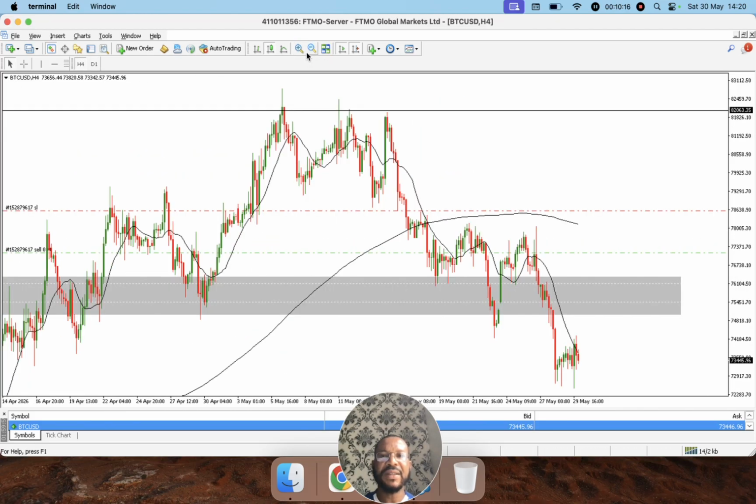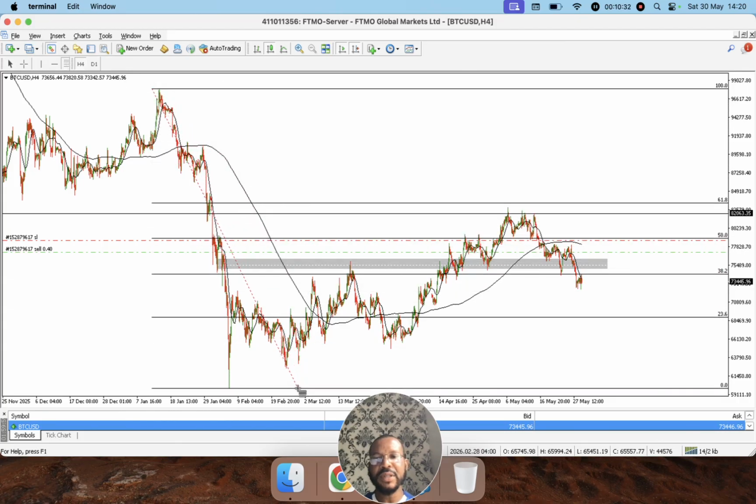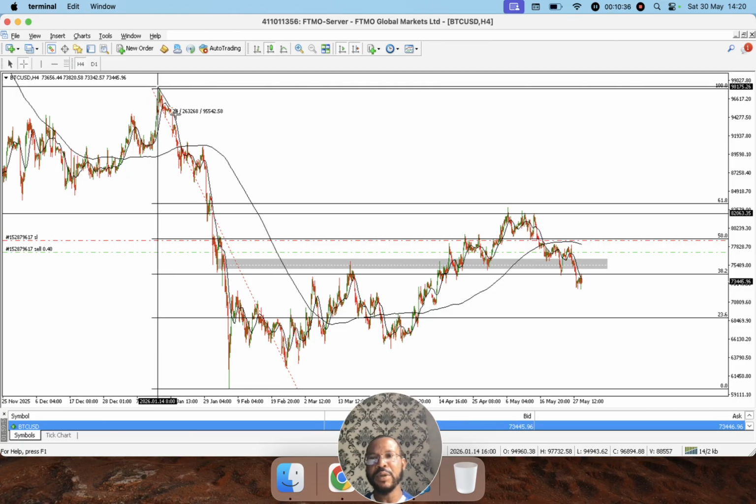On the 4-hour time frame, we can also see price is trading below the 200 EMA. Daily time frame 200 EMA, 4-hour time frame 200 EMA. Price is trending to the downside. We can see this is the first impulse leg, the impulse leg from this point to this point. Price came down to the Fibonacci point, and from there price is coming down.